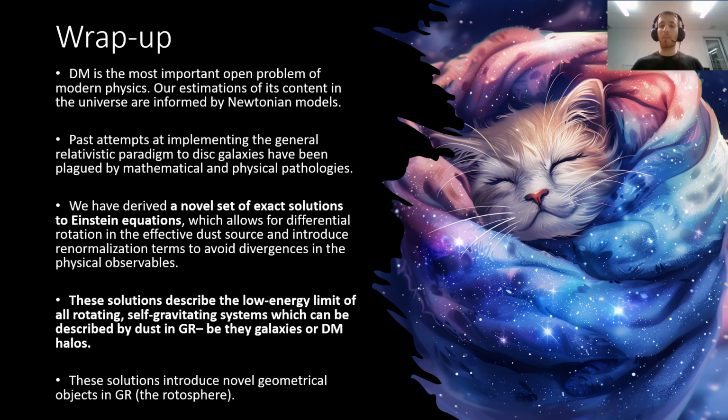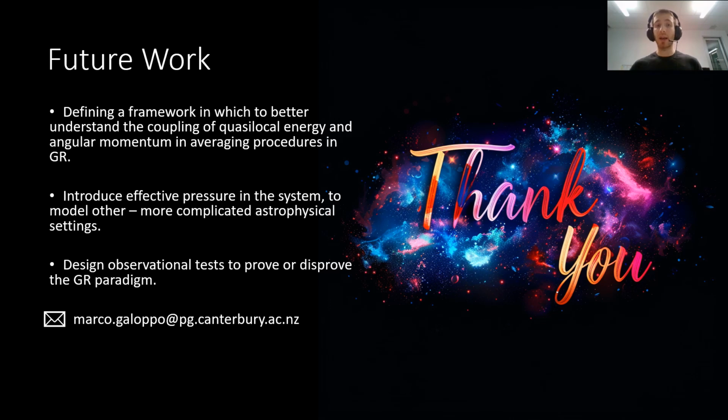Now, what does the future work for us entail? Well, creating a framework to better understand how energy and angular momentum are produced as quasi-local sources through an averaging procedure in general relativity. We need to introduce pressure in our system to model more complicated astrophysical systems, and we want to design observational tests to prove or disprove the GR paradigm.